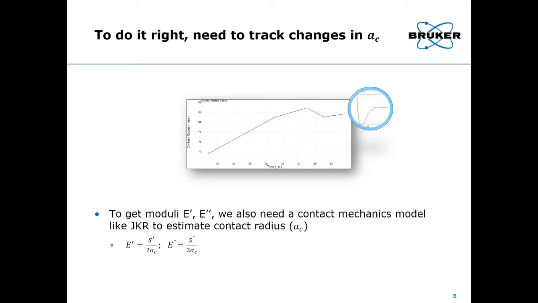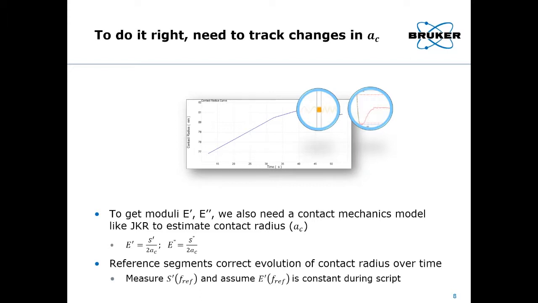One of the strategies is just to add a relaxation segment, which I mentioned earlier, but another is to track the variation in contact radius. And you can do that by adding in reference segments. Each of the segments has the same frequency, and they're dispersed randomly through the measurement. Because we can assume that the storage modulus is constant at a given frequency, that allows us to actually calculate the contact radius, because we can measure these stiffnesses. So we can get an estimate of what the contact radius is over time, and then interpolate to calculate the storage moduli everywhere during the script.